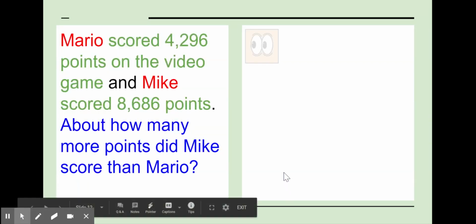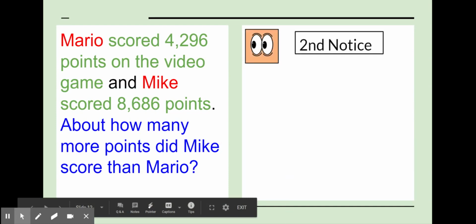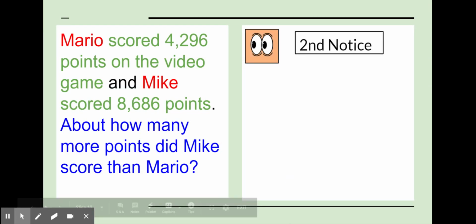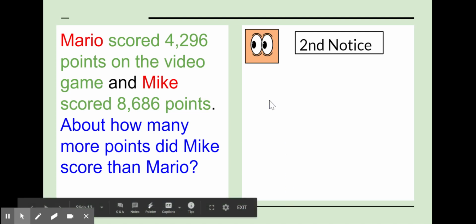All right, moving into our second notice, our second read through. Mario scored 4,296 points on the video game, and Mike scored 8,686 points. About how many more points did Mike score than Mario? In our second look, we are to draw a model that represents our problem so we know how to solve it. But from our first notice, we noticed the word about, and the about tells us to estimate, and to estimate, we have to round first. So the first thing we're going to do is round our numbers.